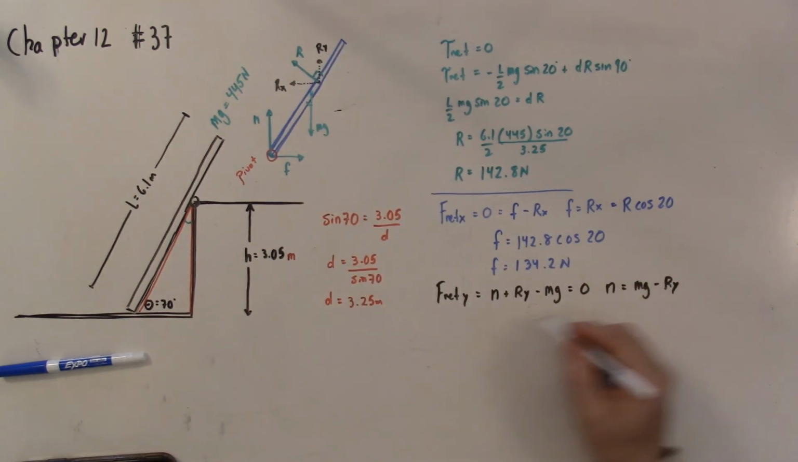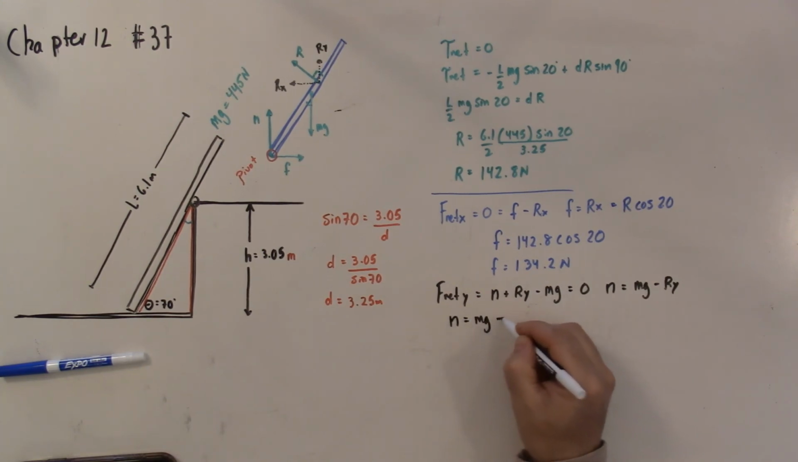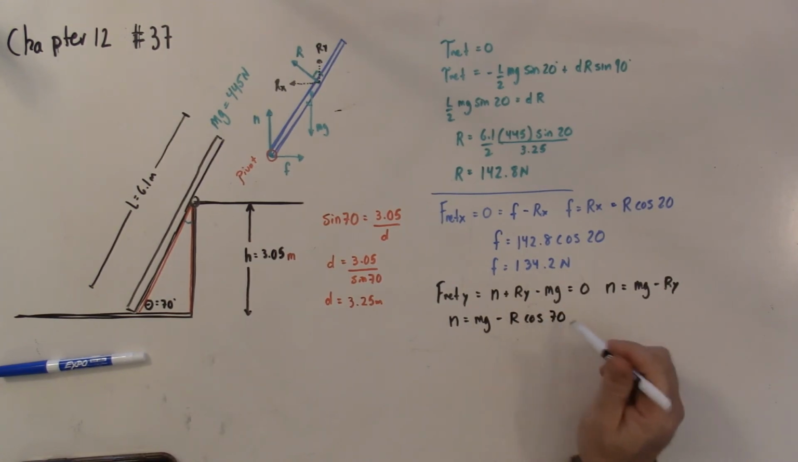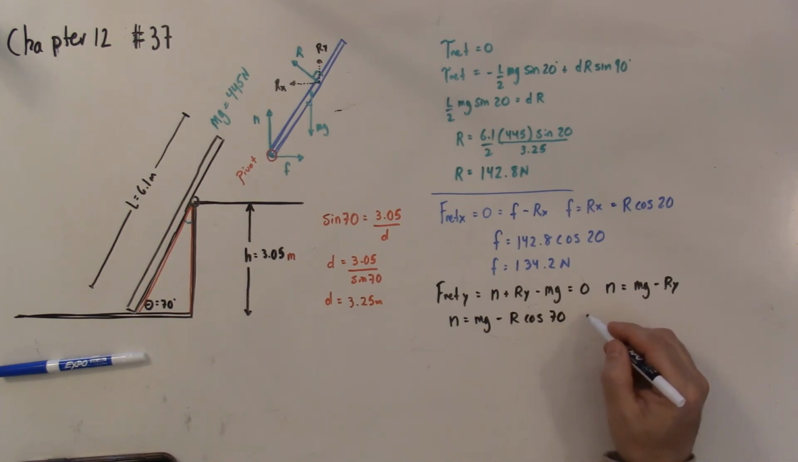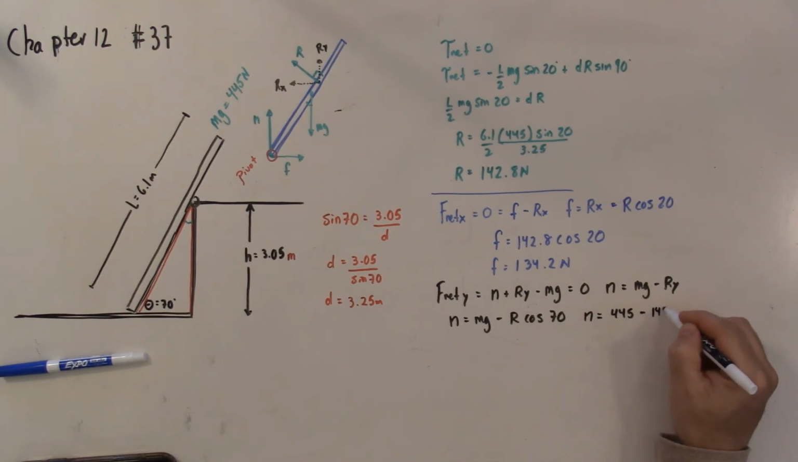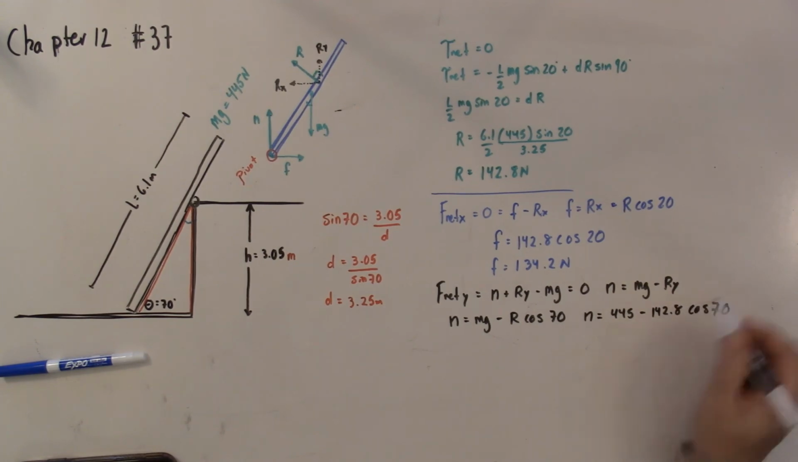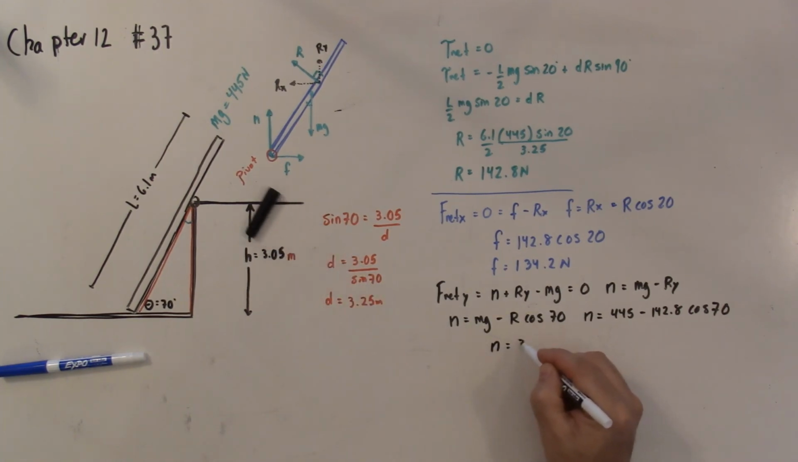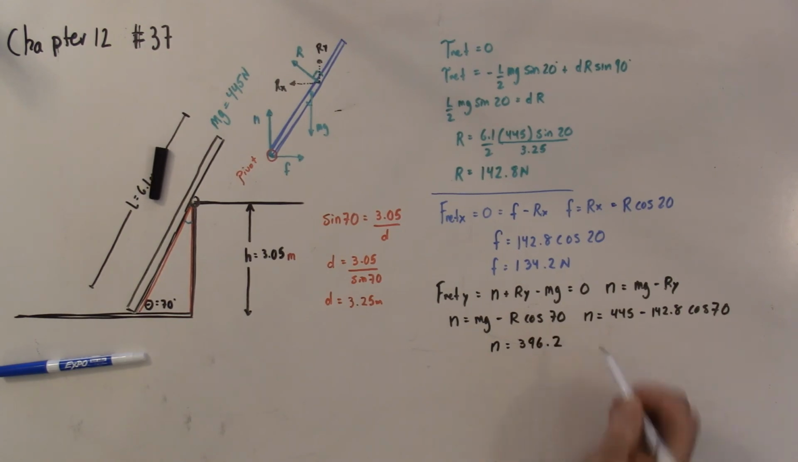The roller in the y direction is r cosine 70, or sine 20, it doesn't matter here. So if I want to solve for the normal force, the weight is 445 minus 142.8 cosine 70. Let me check that real quick. I have a value, but I want to make sure it's right. I got my normal force value is equal to 396.2.